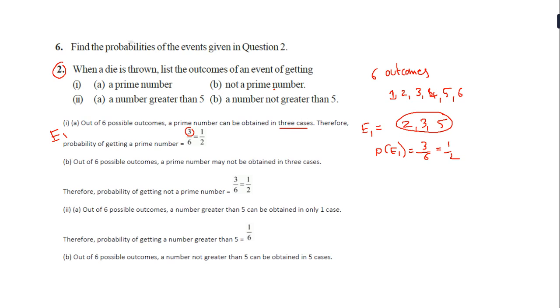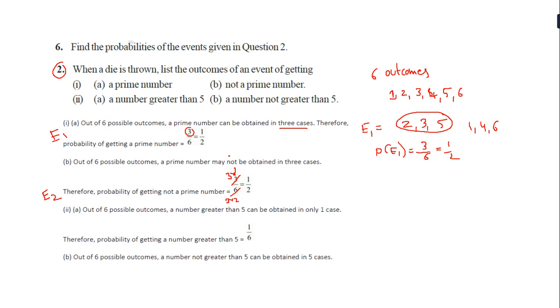Now second, not a prime number. Out of 6 possible outcomes, a prime number may not be obtained in 3 cases. Already 2, 3 and 5 are prime numbers, so which are not? The other 3, that is 1, 4 and 6. So that is E2. Not a prime is 3 by 6, which is 1 by 2.